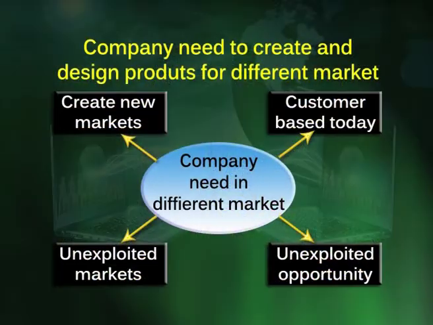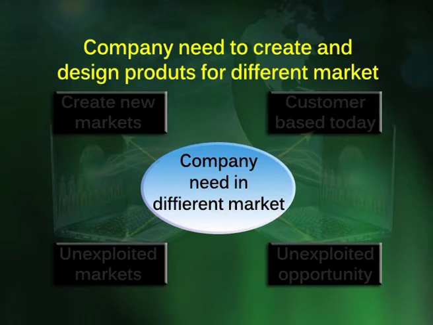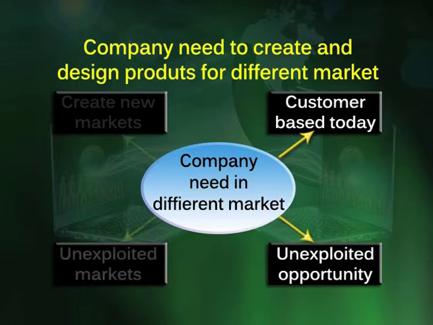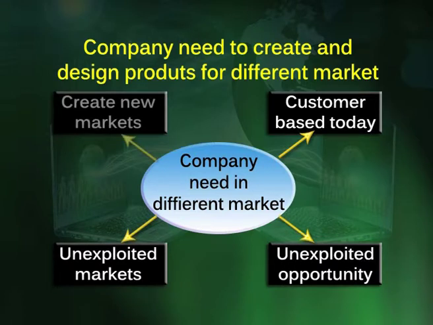Now let's see the global market trends, in reality, what is happening to the world markets. Connectivity among organizations is increasing, the speed of change is increasing, the cost of transaction is reducing, technology is having an impact, and interconnected markets are increasing. Customer demand is tailor-made. The new market creation in this diagram is shown because all companies need to create and design products for different markets. You have today's customer base, unexploited opportunity, and unexploited markets, but it is important that you create a new market.